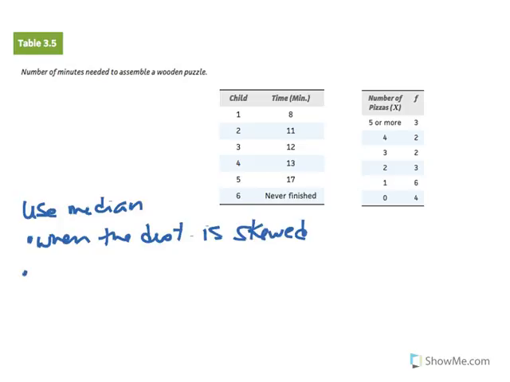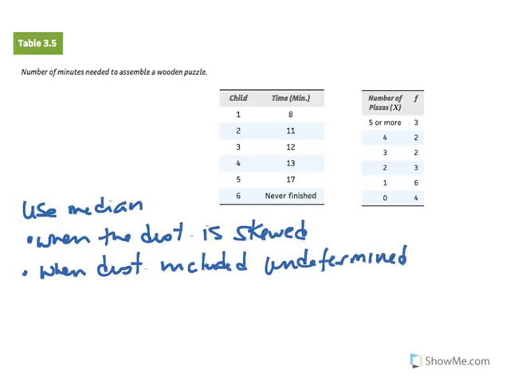We would also use the median when we have what we refer to as undetermined values. When the distribution includes undetermined values. Again, to calculate the mean of a population, we need to take the sum of all our x values divided by how many x values we have, how many scores we have. And here's an example from the text. Table 3.5 shows the number of minutes needed to assemble a wood puzzle. And here we have the children and their times, their x values.